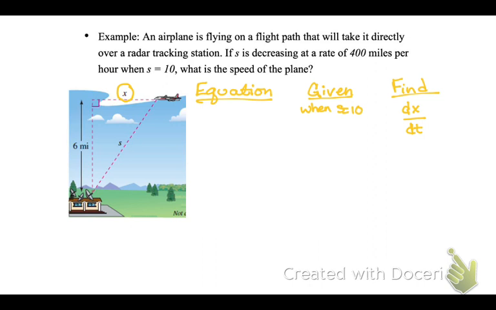S decreases at a rate of. So what is that? Decreasing rate. So what is it? ds/dt. Why is it ds/dt? Because that's its rate of change, yes? And if it's decreasing, it's not positive, it is negative. Negative 400 miles per hour.